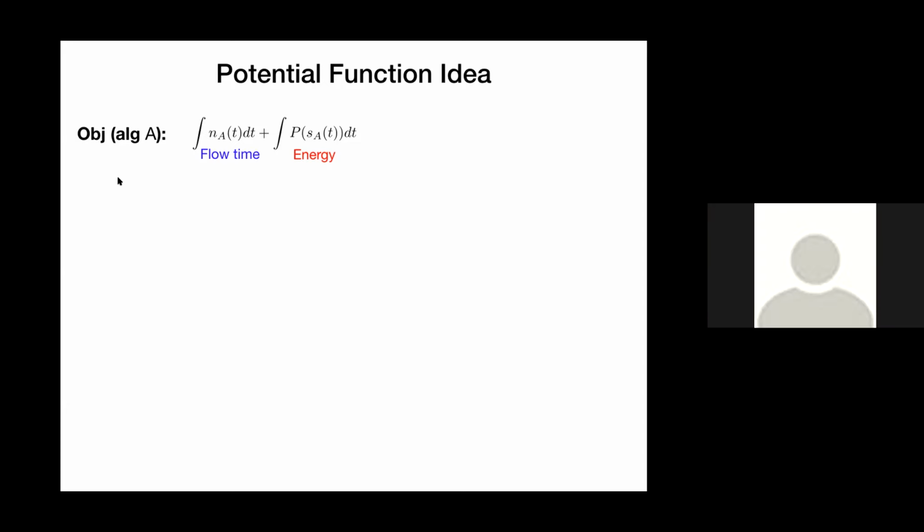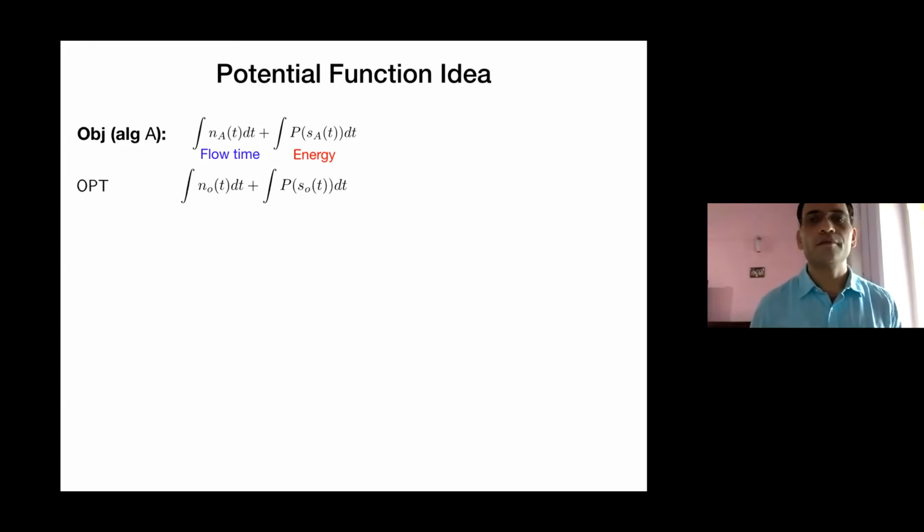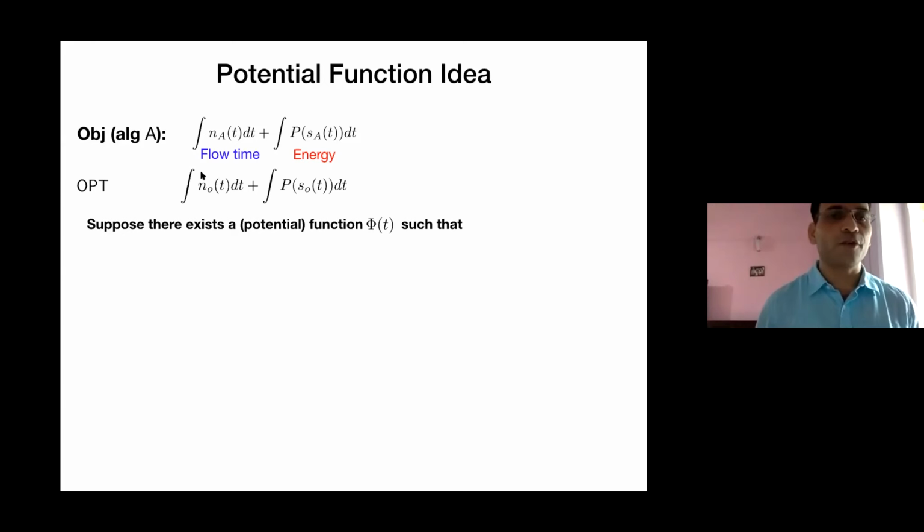So let's look at how to use the potential function idea. Recall that the objective function for an algorithm is flow time plus energy, which is the integral of the number of packets in the system plus the current speed of the system wrapped around with the function P. Similarly for OPT: OPT knows everything in the future, so it could keep possibly a different number of jobs in the system, N0 of t, and use a different speed, S0 of t, which we don't know. We actually don't know what the optimal algorithm is going to be. So this is something unknown.